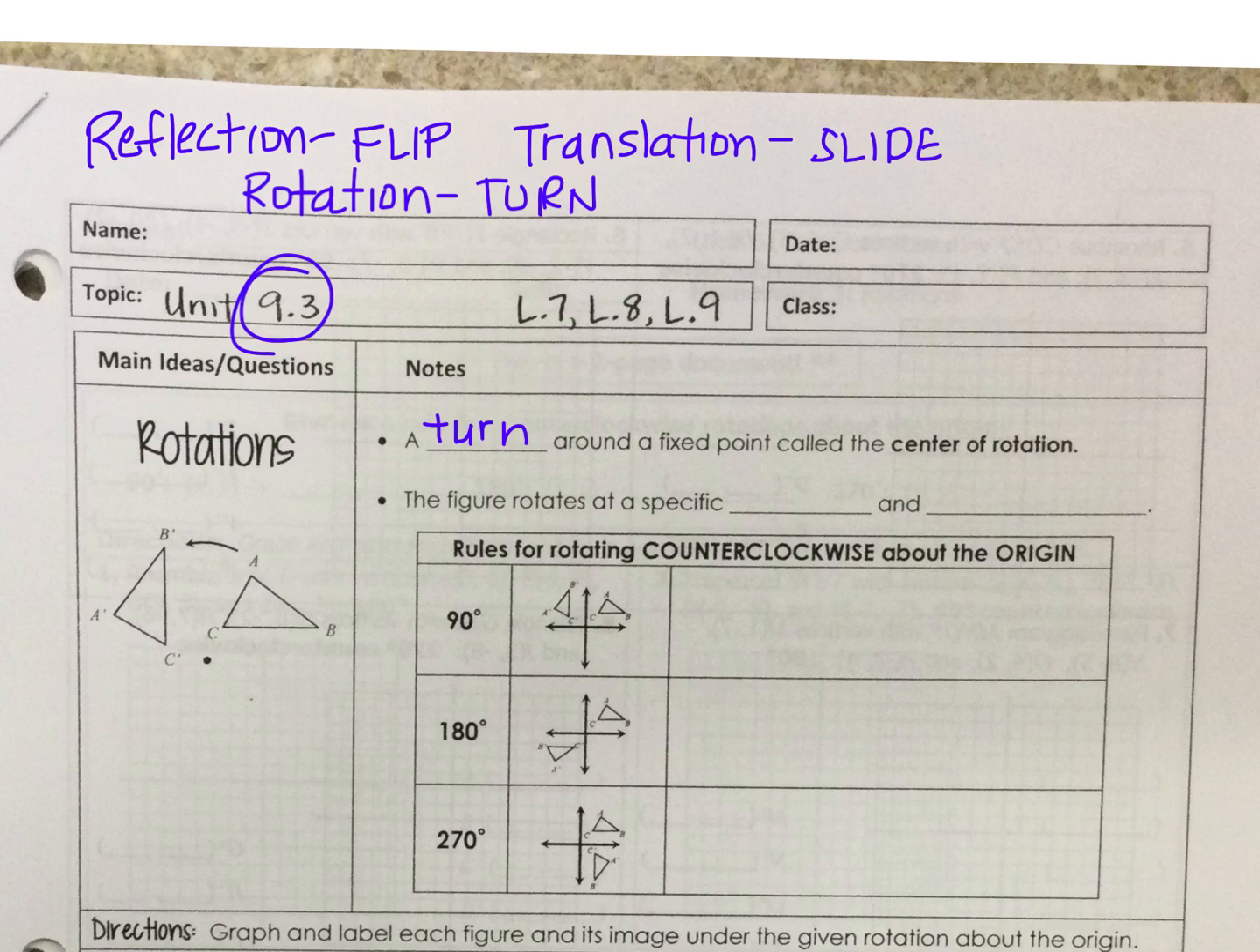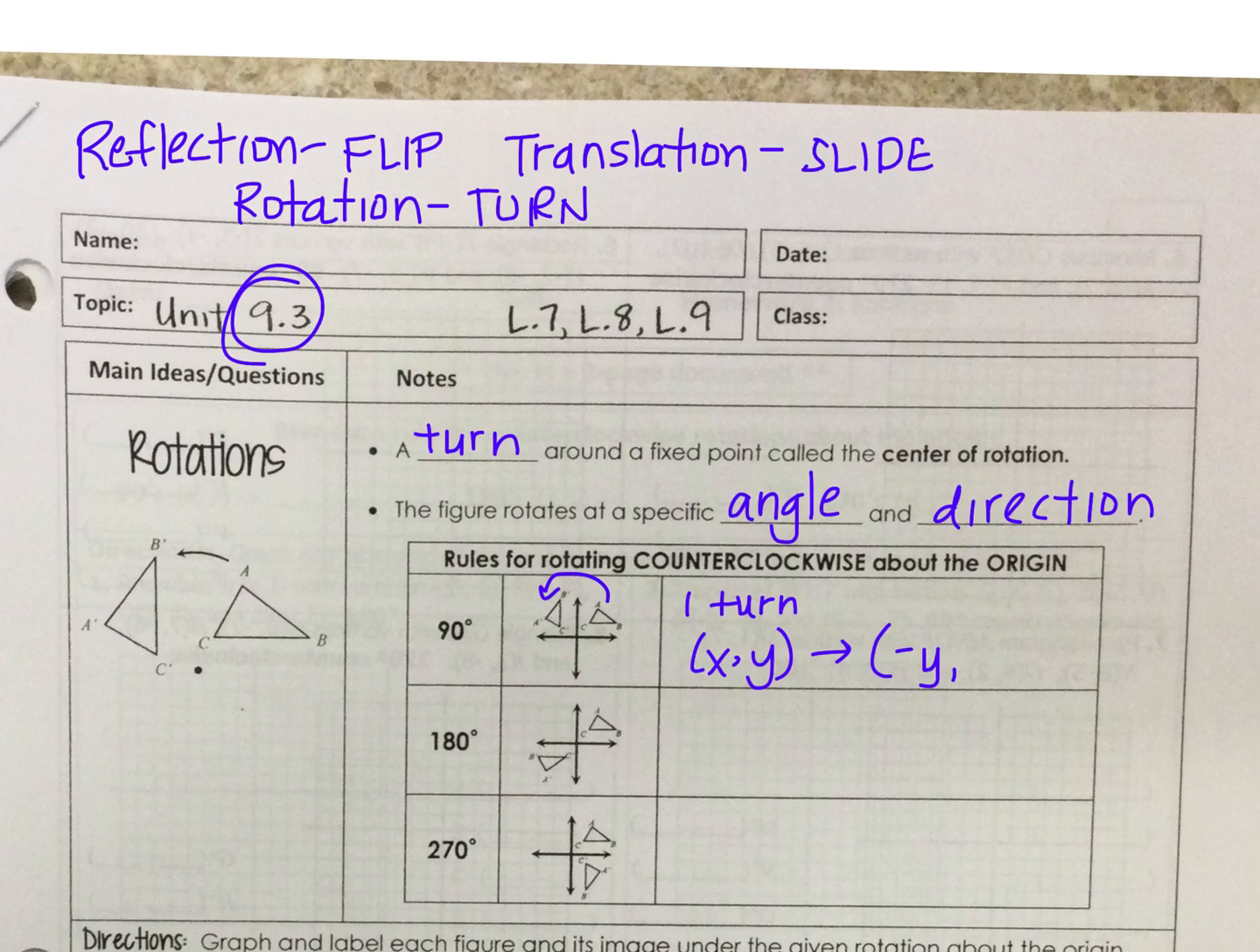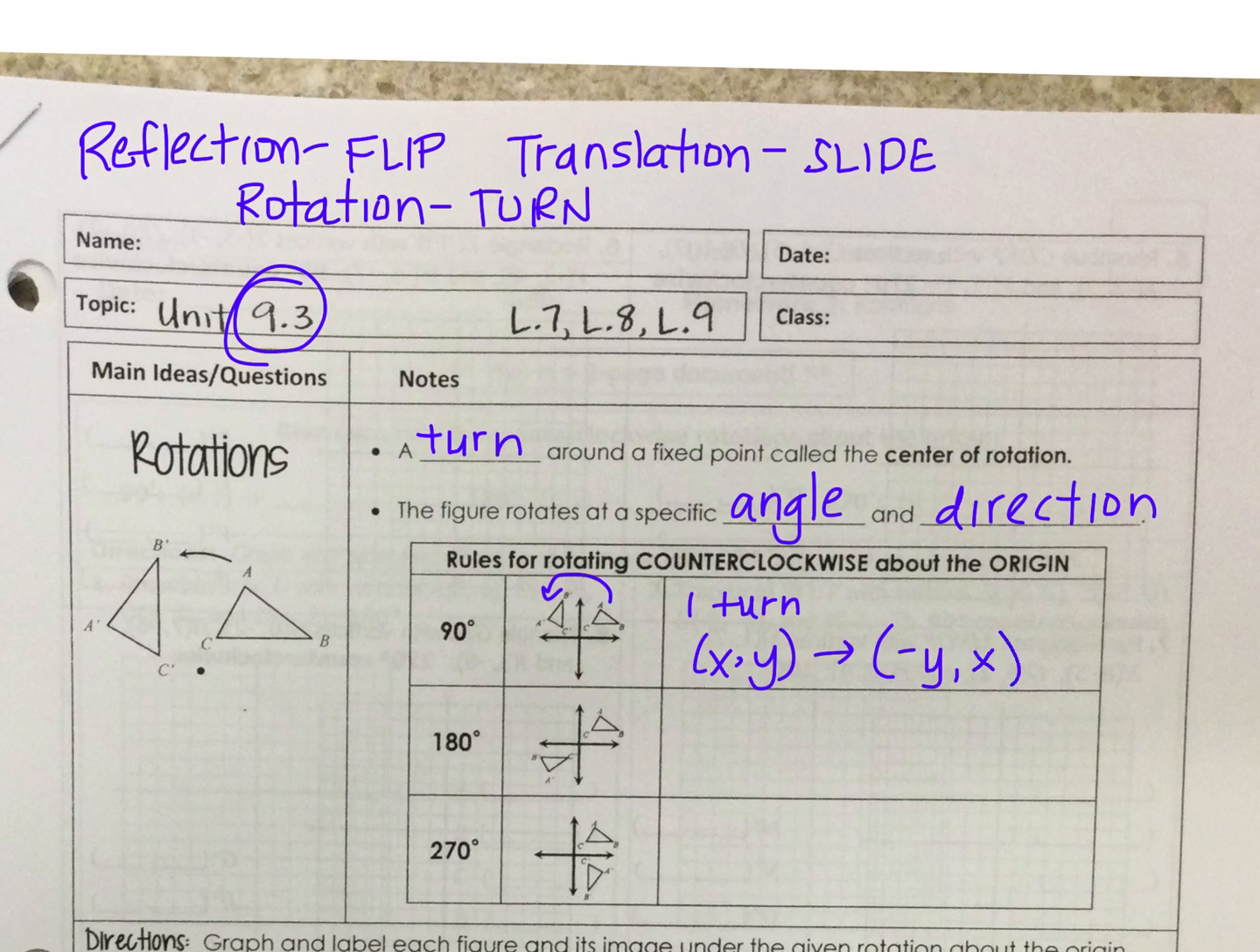So we're going to rotate at a specific angle and direction. When I do a 90-degree rotation, it means I do one turn. And when I do that, my X and my Y switch places, and the X becomes negative. So whatever's in the Y place will be negative. Sorry, and the X becomes the Y.